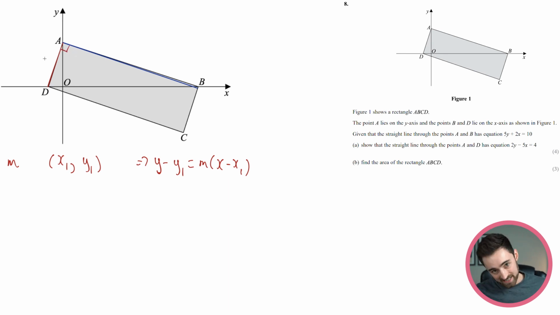So the lines are perpendicular, so I know how to get perpendicular gradients. What I'm going to do is get the gradient of AB here. Let's rearrange AB into the form y equals mx plus c so we can just pop that gradient off.